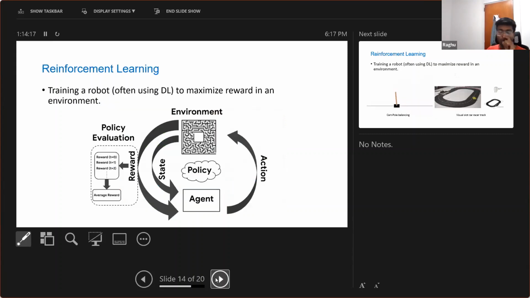Okay, talking of Tesla autonomous cars, there is this thing called reinforcement learning, which uses deep learning again, but it is used to control the actions of a robot. For the simple case, assume you have a robot.